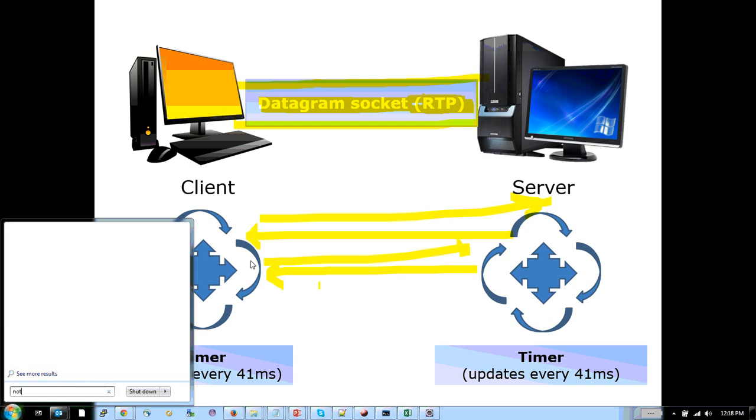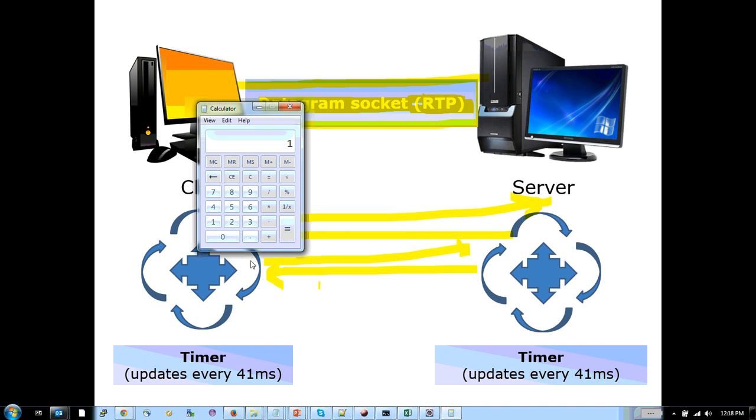If you take a calculator, 1 second divided by 24, since I need to exchange 24 images in 1 second, gives you 0.041. This will be 41 milliseconds. So 1000 divided by 24 is about 41 milliseconds.